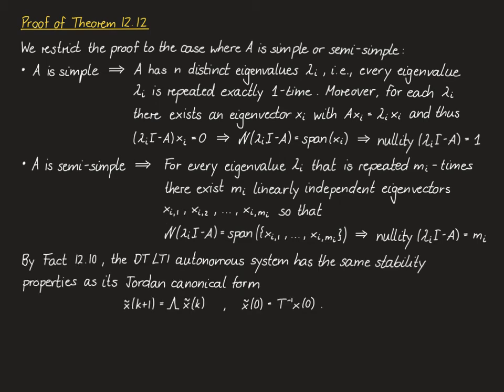By Fact 12.10, the discrete-time LTI autonomous system has the same stability properties as its Jordan canonical form, which looks like this for the transformed state x tilde of k, whose initial condition is given by T inverse of x naught. Note that the system matrix Lambda is diagonal in the case where A is simple or semi-simple, and it carries the eigenvalues of A on its diagonal.